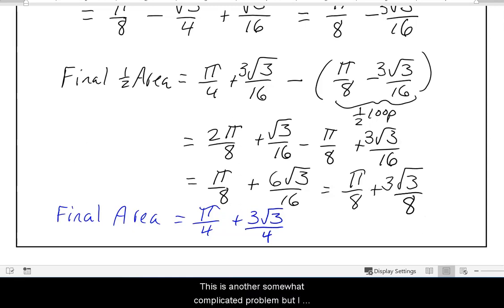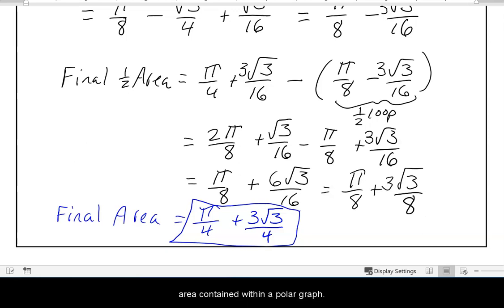This is another somewhat complicated problem, but I hope that you've enjoyed learning about finding the area contained within a polar graph and learned about how to use a graphing calculator to assist you in doing this. This is the end of this video. In the next video, we'll be talking about finding the arc length for a polar curve and also how to compute the derivative in the polar coordinate system. We'll then use this to find the equation of tangent lines to polar curves at particular points.